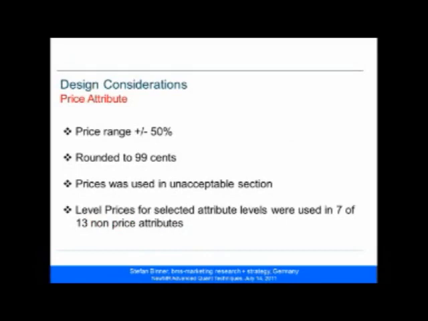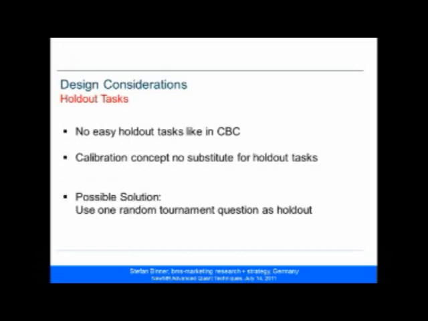Now the price. We used the price attribute, you define a middle price, and we used a price range of plus minus 50%. We rounded every price to 99 cents prices, so it looks more like market reality. The price was also used in the unacceptable section, so they could define a price threshold. And we had level prices for selected attributes in the build your own. So 7 of these 13 non-price attributes had a price tag in the build your own.